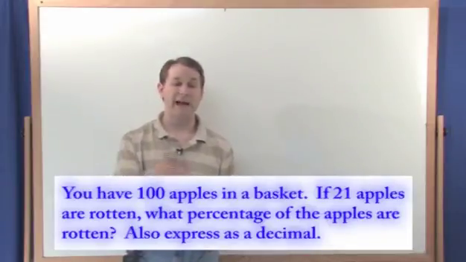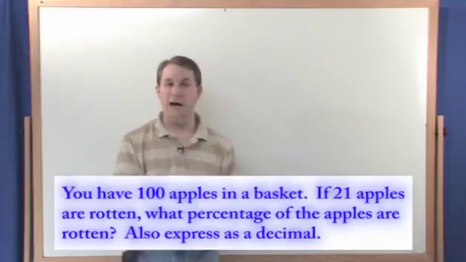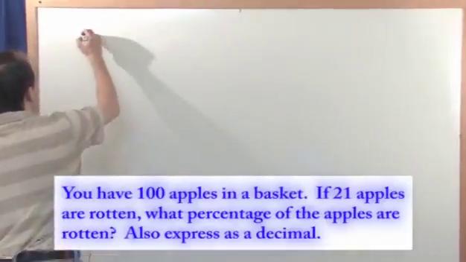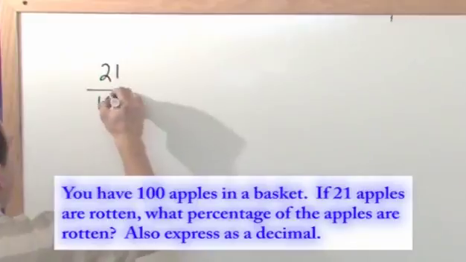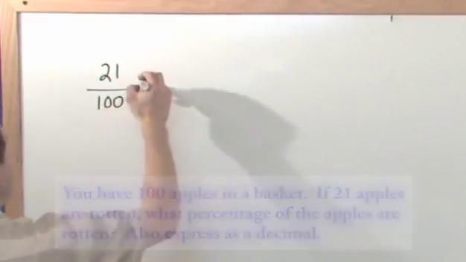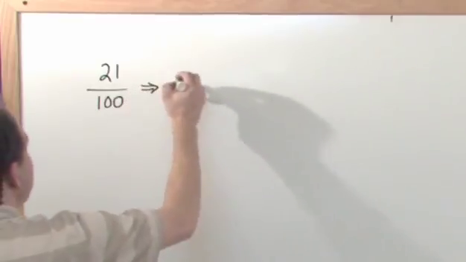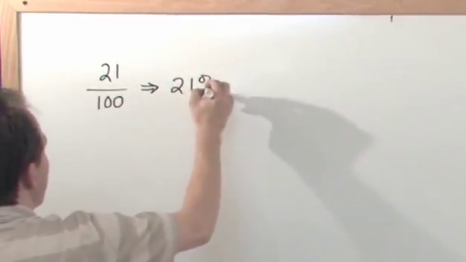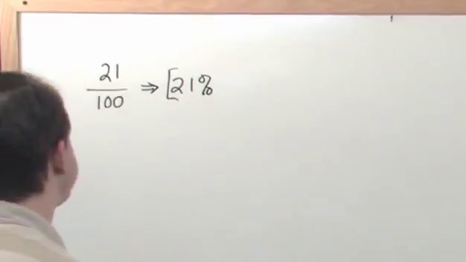Well, here the problem says you have 100 apples. 21 of them are rotten. So that means that 21 out of 100 apples are rotten. Okay? And since it's out of 100 already, the problem has already given you some help. That means you can just read it right off. 21% of the apples are rotten.